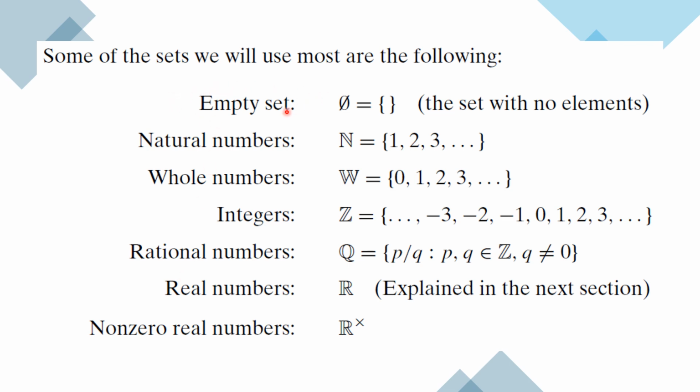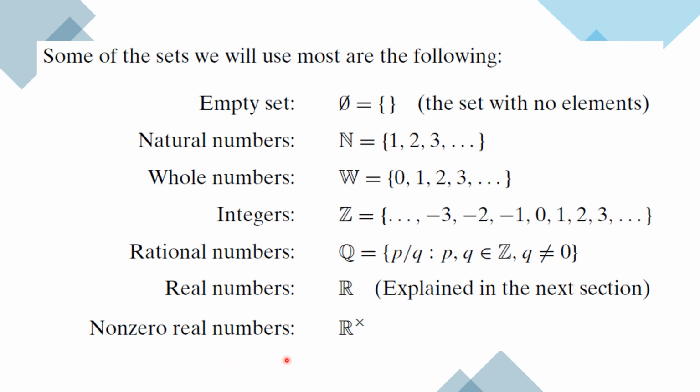Some basic set notations. The empty set is always denoted by phi, the set with no elements. Natural numbers are 1, 2, 3. Whole numbers: if we add 0 to the natural numbers, we get 0, 1, 2, 3. Integers are negatives, 0, and positives. What are rational numbers? A fraction of two integers is called a rational number, meaning p over q, where p and q belong to Z and q must not be equal to 0. The real numbers are explained in the next section.